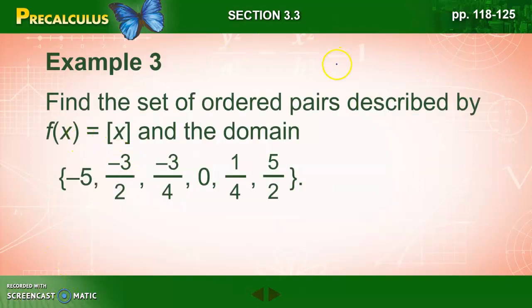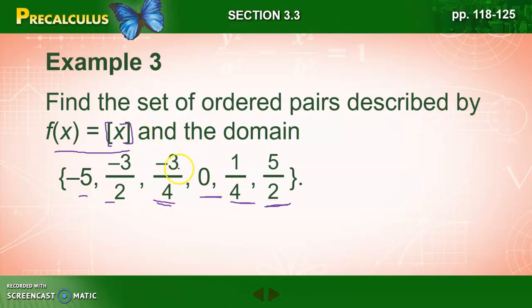So let's find the set of ordered pairs described by f of x equals square bracket of x. So that's our greatest integer function and this domain. So we're going to plug in each of these numbers into our greatest integer function in order to determine the range. Now this one, there's not a whole lot going on, so we might be able to do it mentally. So the closest integer to negative 5 without going over is just negative 5. The closest integer to negative 3 halves without going over, hopefully you said negative 2. See if you can do these other 4 on your own. Pause the video, come back and check.